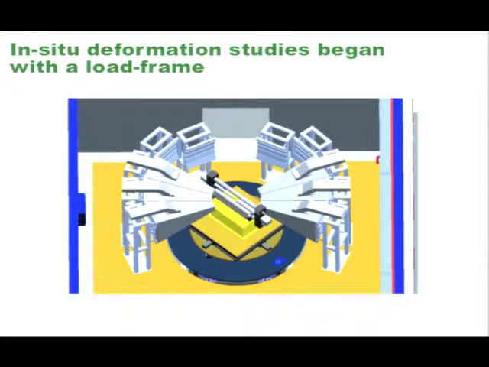Now, these intergranular strain measurements basically start with a load frame. You need a load frame to do these in situ loading studies to look at how different grains respond to applied load. This is just a schematic of a load frame mounted on a diffractometer for strain measurements. Here you have two detectors, which look at the strains parallel to the load direction and transverse to the load direction.